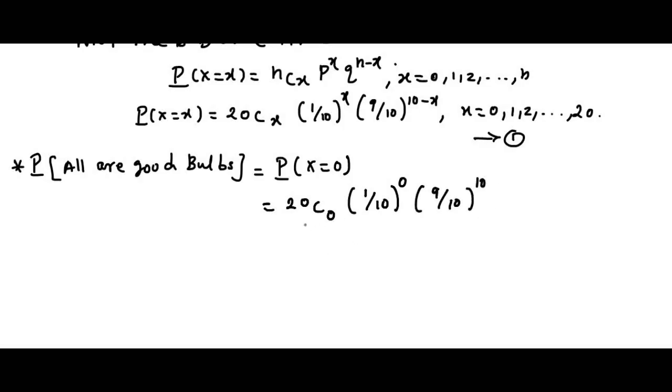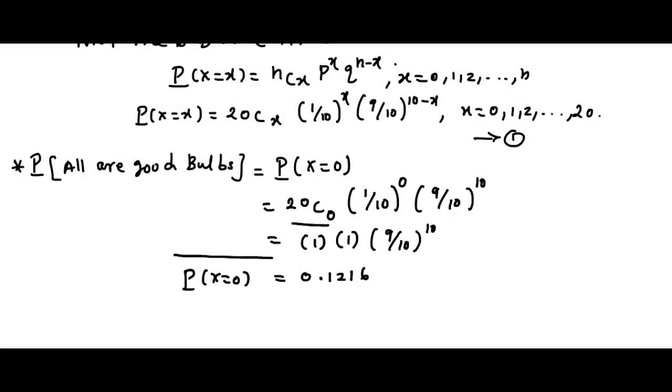If we simplify this, 20C0 is nothing but 1, and anything power 0 is also 1. So we get 9 by 10 power 20. Using a calculator, we simplify this term, and the final answer is 0.121. This is the probability of x equal to 0, which means all bulbs are in good condition, that is, none of them are defective.